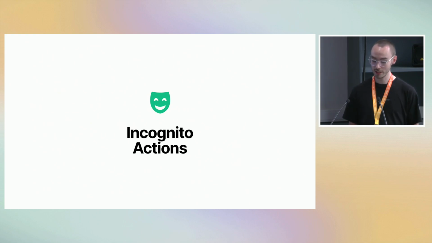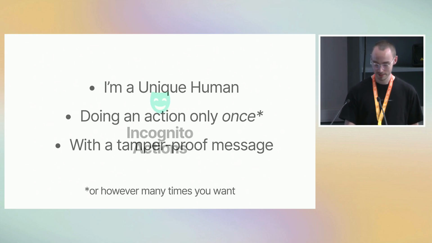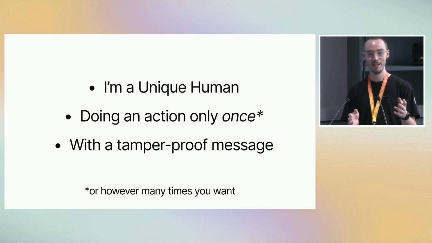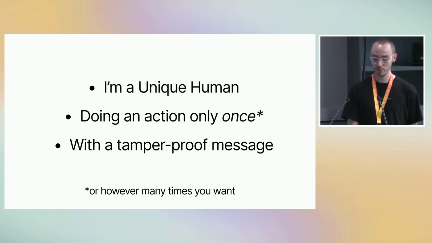Then we can also talk about incognito actions. Incognito actions are sort of the native way to use World ID. With incognito actions, your application gets to know that your user is a unique human, doing an action only once, or however many times you want. You can make it 2 times or 3 times or 10 times or even unlimited times. You have that flexibility. And optionally, with a tamper-proof message that we call the signal.